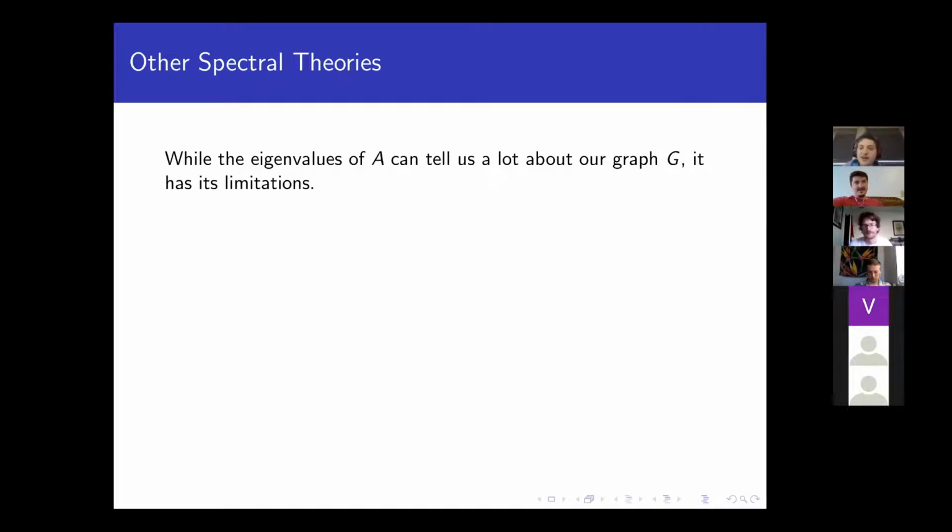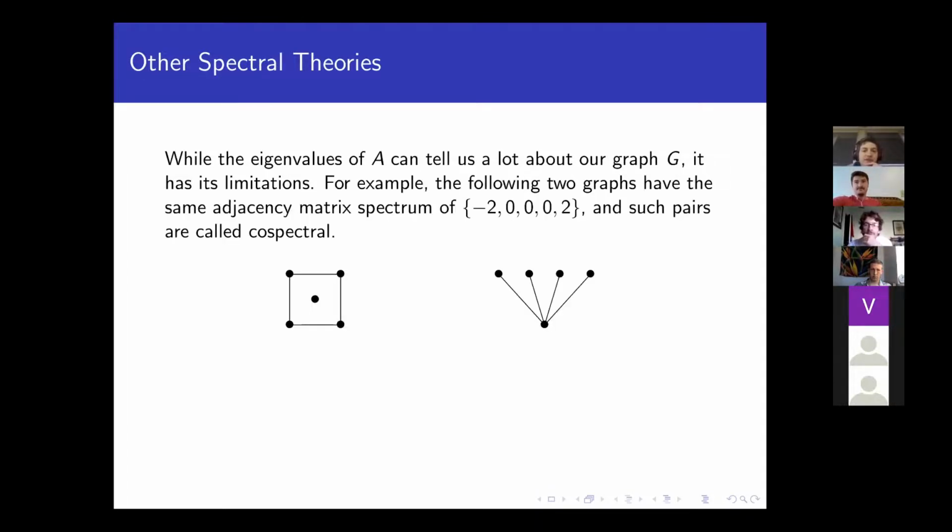Now that I've talked about how great spectral graph theory is, now I want to talk to you about why it sucks sometimes, or at the very least why it has some limitations. In particular, the reason it has limitations is because of these two graphs here. You can go home and check that both of these have the same spectrum for their adjacency matrix. Both of them are this multiset here. And whenever we have two graphs with the same spectrum, we call them co-spectral.